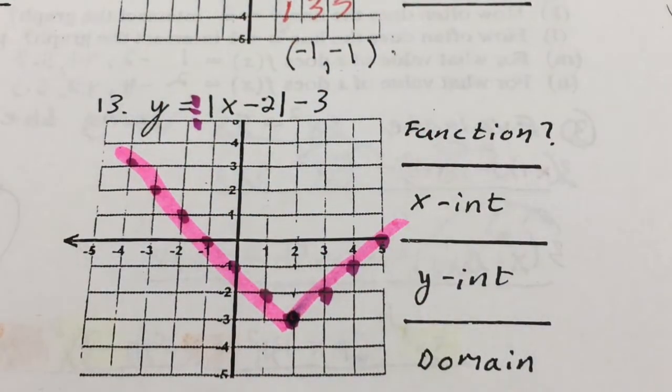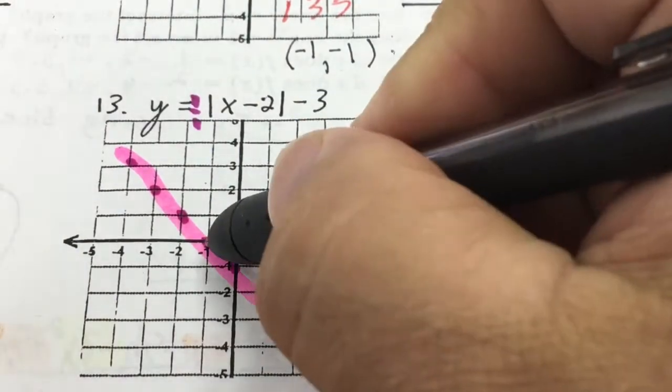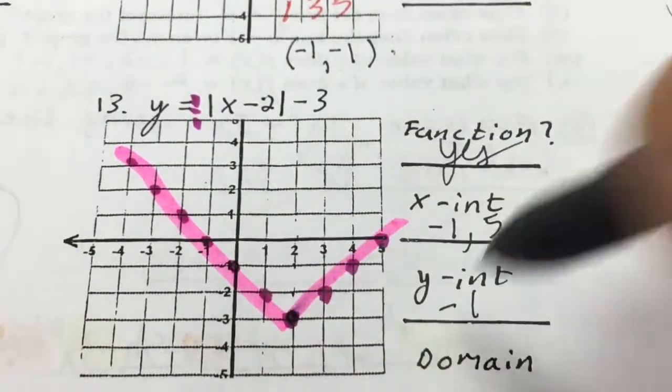Is the absolute value function a function? And yes, it is. 2 x-intercepts at -1 and 5. The y-intercept at -1, and the domain is going to be all reals.